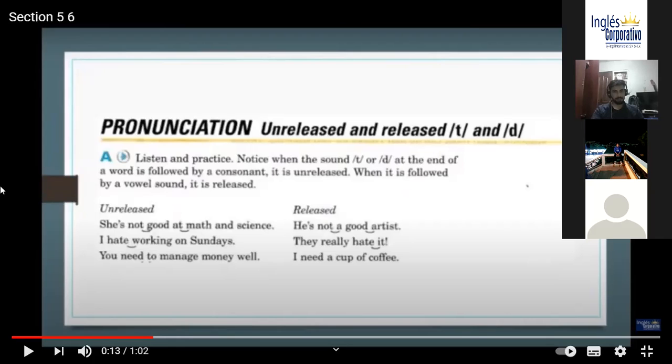If we notice the other part, when it is unreleased, that means that we don't pronounce the sound of that phoneme. And the example that we have here is she's not good. If you notice, we are not pronouncing it at the end. He's not good. She is not good. We are not pronouncing it, okay? I don't know if you can understand this because it's a little bit complicated to explain, because you must identify the pronunciation of those phonemes. Is it clear what I'm saying?